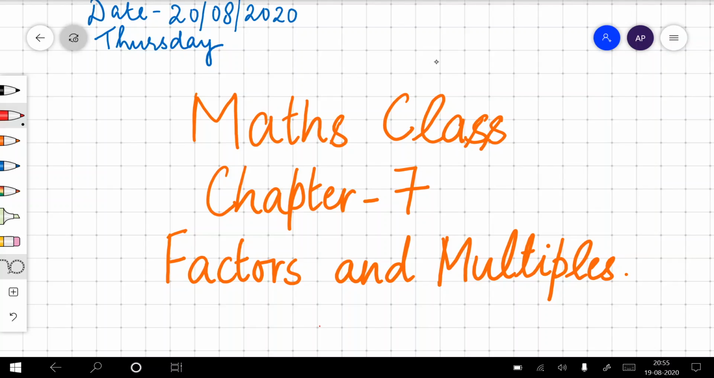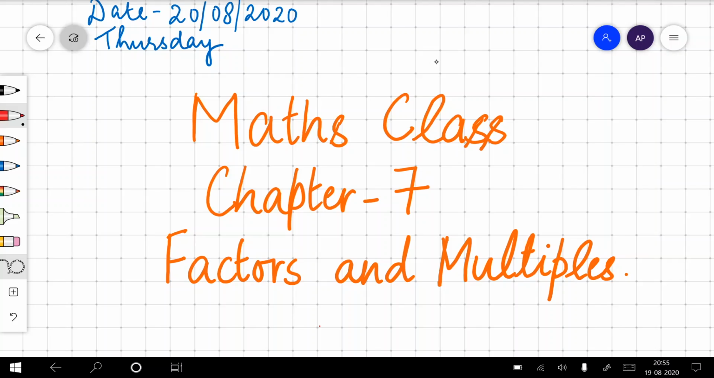Good morning, children. Today we are doing chapter 7, factors and multiples. In my last class, I explained to you about multiples and factors. Now, factor of a number, what is a factor? The factor of a number divides the number without leaving a remainder.